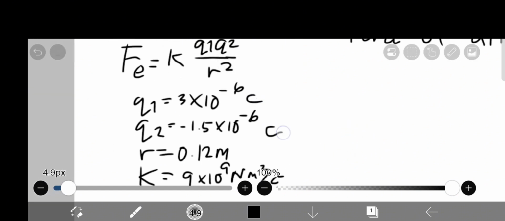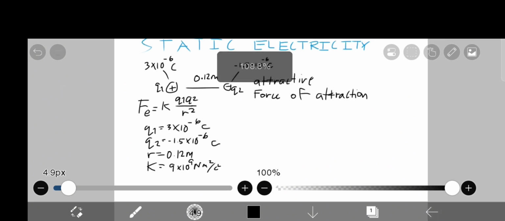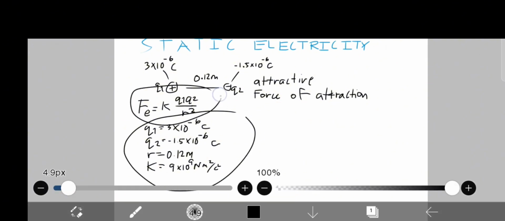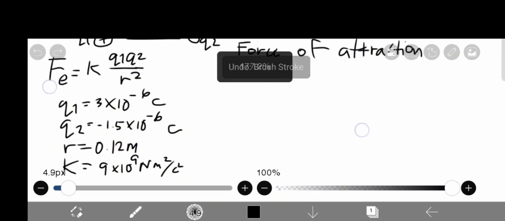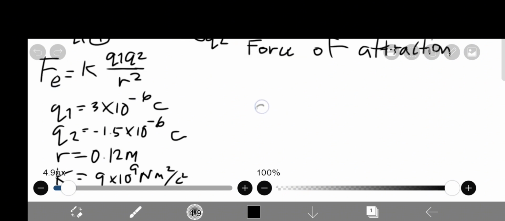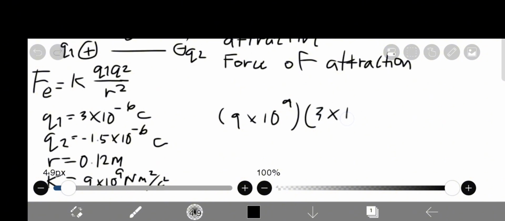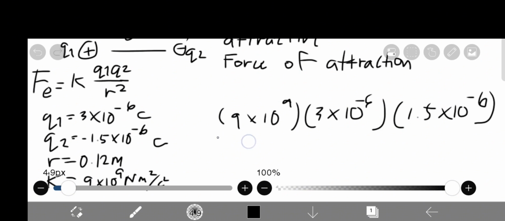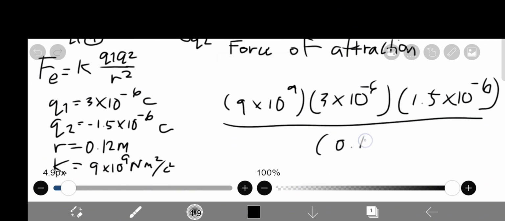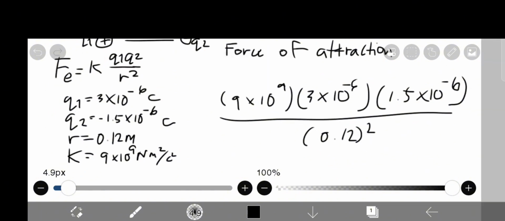Okay, so we have the Coulomb, Q1, Q2. Now, to solve for the Coulomb force, we'll just substitute these givens into this formula. Let's do it. What is the value of K? That's 9 times 10 raised to 9, times Q1, which is 3 times 10 raised to negative 6, times Q2, 1.5 times 10 raised to negative 6, over r squared, which is 0.12 squared. So let's input that in our calculator.